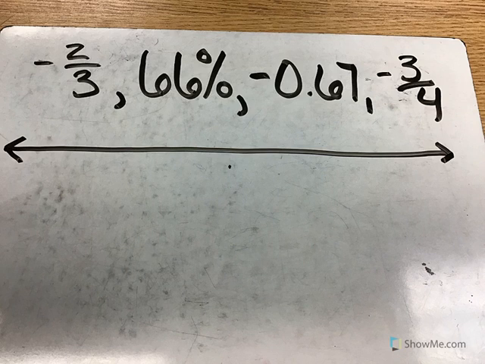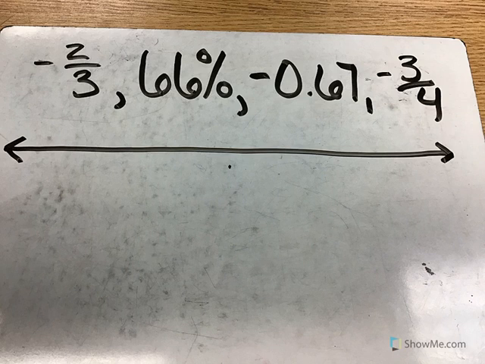All right, so on this one, we're now comparing and ordering positive and negative numbers. Before, those numbers were rational numbers, but comparing positive and negative numbers becomes a little more complicated. But before we get into that, let's go ahead and convert all of these numbers into decimals.